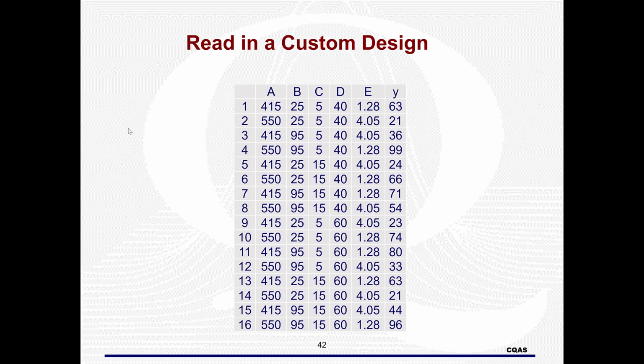So what I want to do in this video is just give you an idea of how to read a custom design into Minitab 19. So you can see here we have our design. This first column just gives you the run order. Then we have factors A, B, C, D, and E. And then we have the response Y.